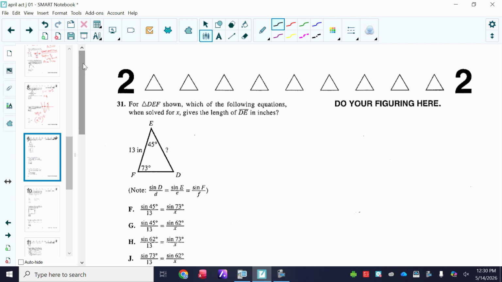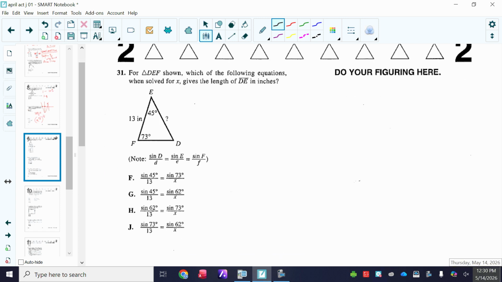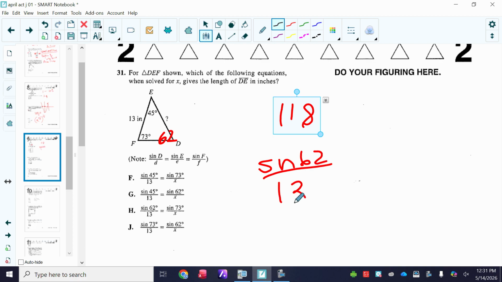In the home stretch, law of sines. So the two angles of the triangle add up to 118. That makes this one 62. So the sine of 62 is to 13. That's the sine of 73 is to x. Which one is that? It looks like H for 31.